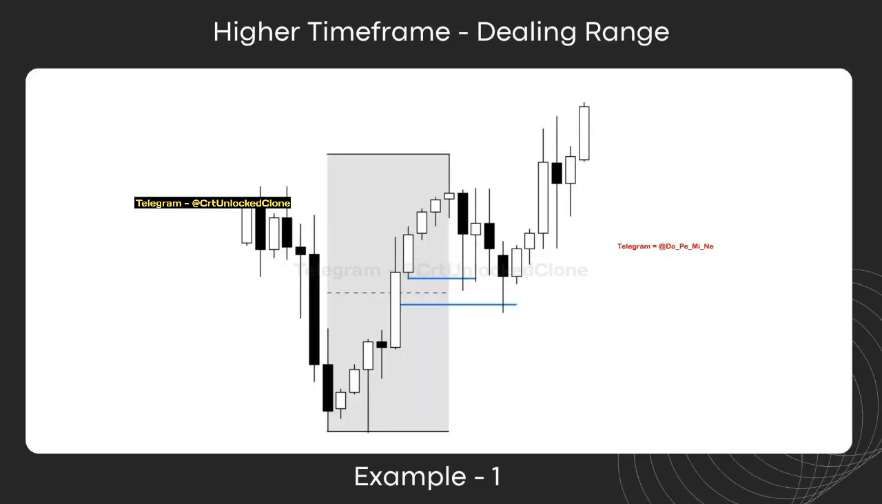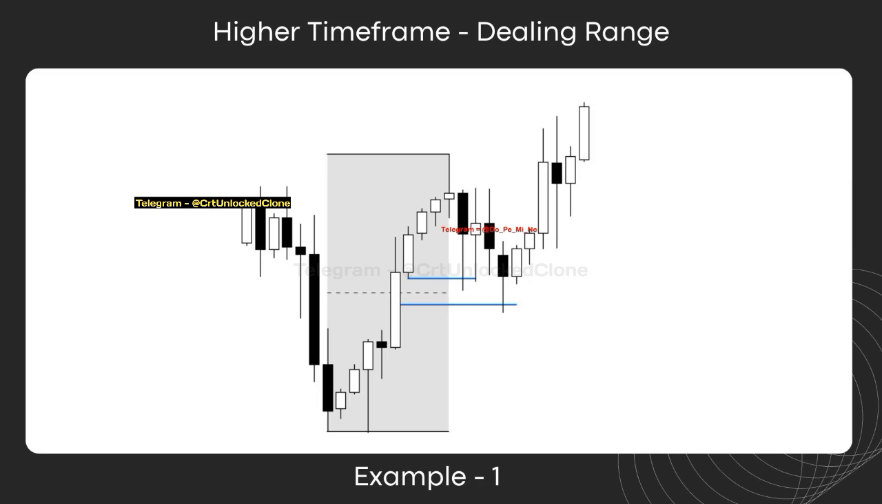Now let's discuss some examples of higher time frame dealing ranges and their integration with lower time frame market profiles. Right here you can see that we've got this range low and this range high, or you could say swing low and swing high. You could call it whatever you like.